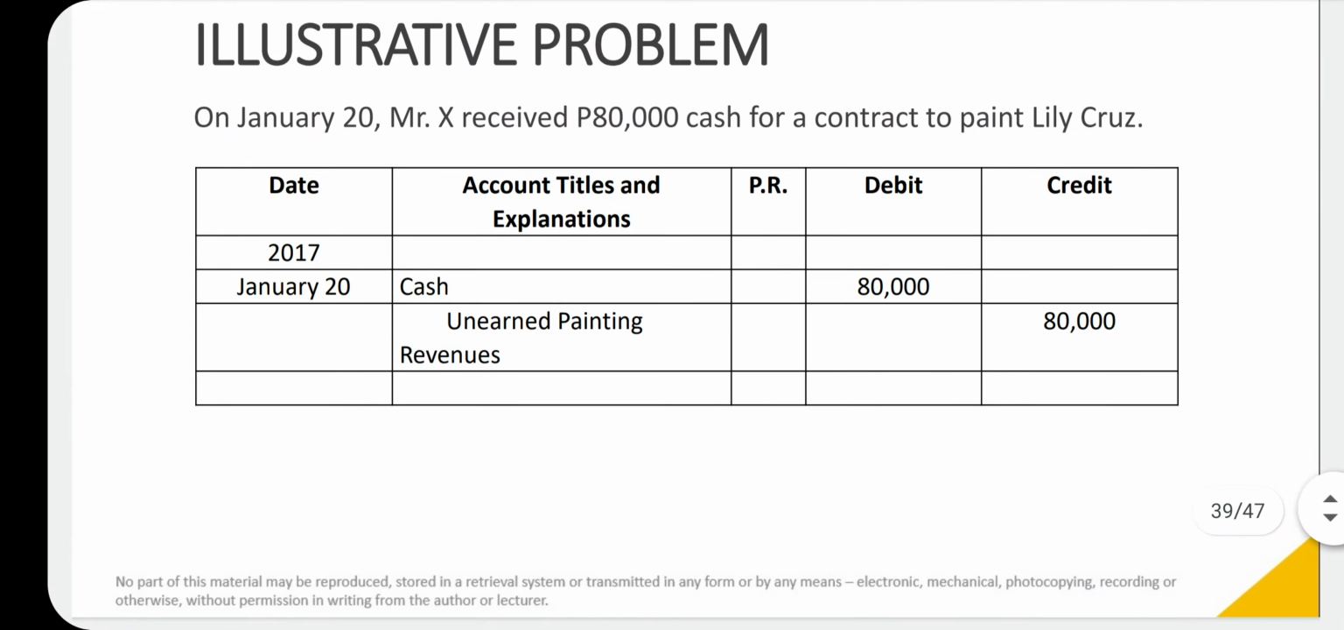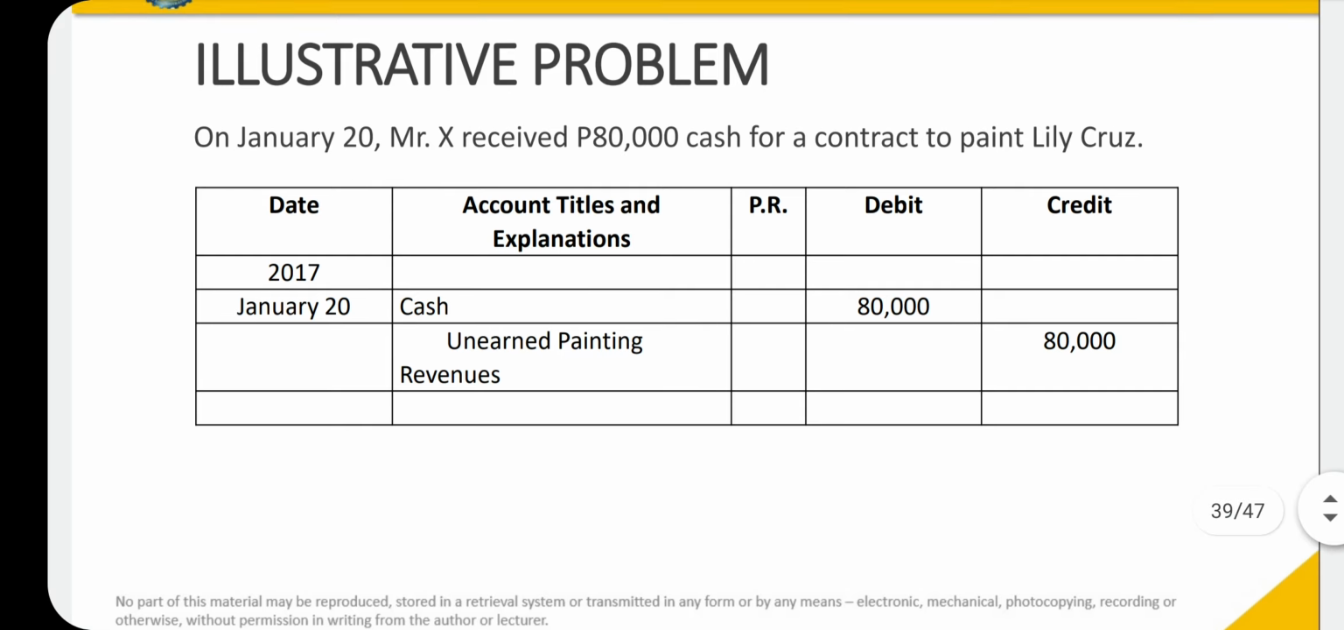When Mr. X starts to render services to Lily Cruz, that's the time that we're going to record revenues for Mr. X. Kasi diba, when are we going to consider income as earned? Diba? Kapag po nag-render na tayo ng service sa kanya, kapag nag-provide na tayo ng service.